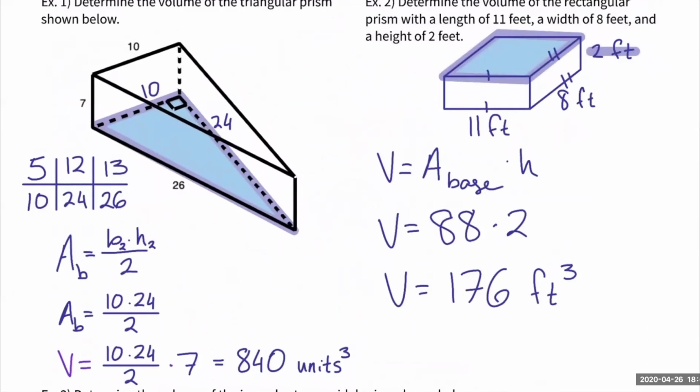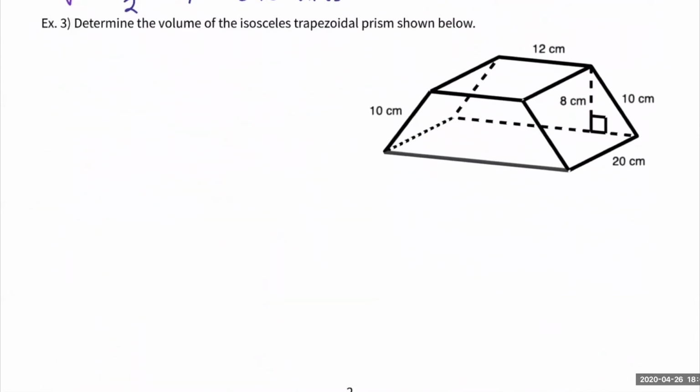All right, so if you want to take a minute to soak up examples 1 and 2, pause the video now. All right, and otherwise, unless you want to play it back and see part of that again, let's push forward to example 3. Determine the volume of the isosceles trapezoidal prism shown below.